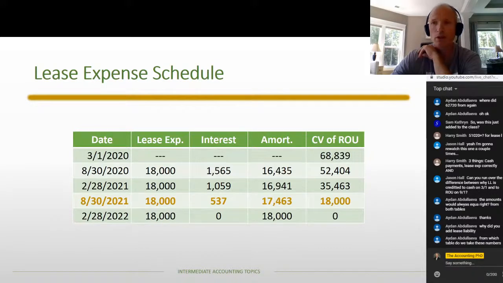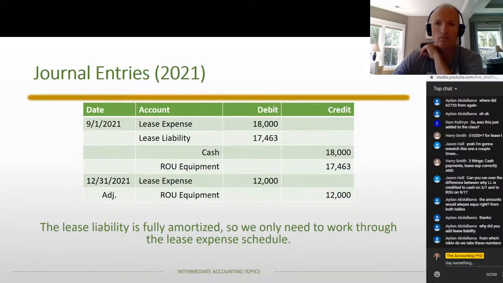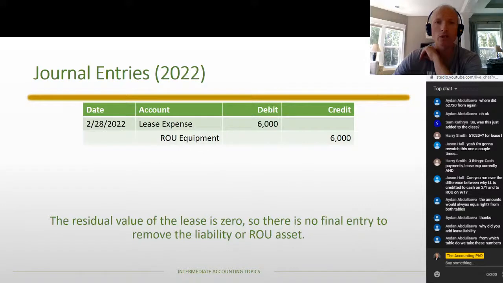Now they're similar, but they're not exactly the same. So again, we accrue 4 months at the end of 2021. We don't have to worry about the liability. So this becomes much simpler. And then finally, on 2/28/2022, we need to record the last 2 months of the lease expense, and that of course coincided with the amortization of the right-of-use asset. And in this case, the residual value in the lease is 0, and so there's no need to remove the lease liability or the right-of-use asset because the balance in both those accounts is now 0.